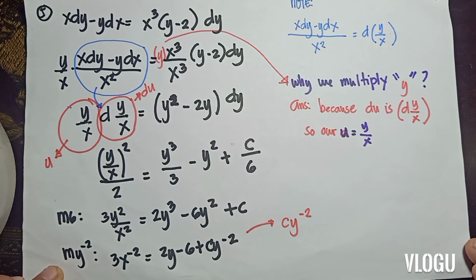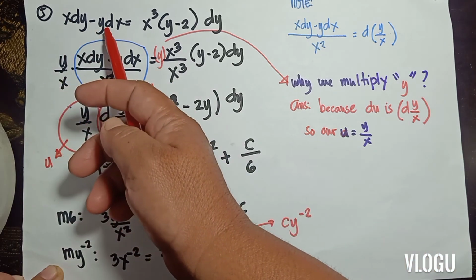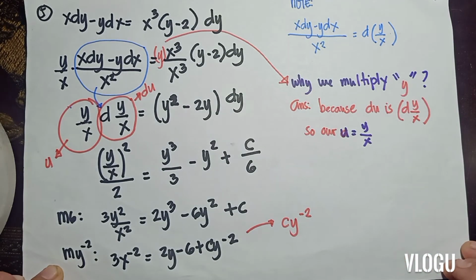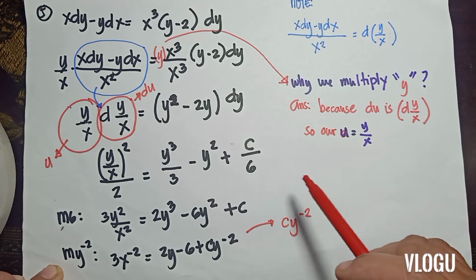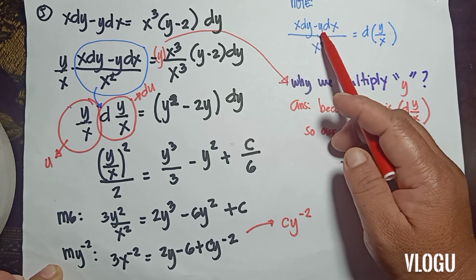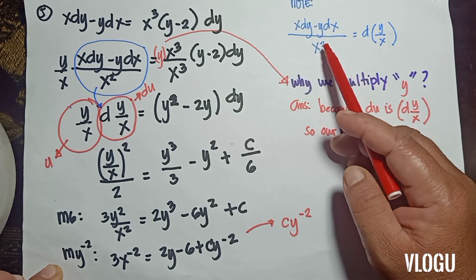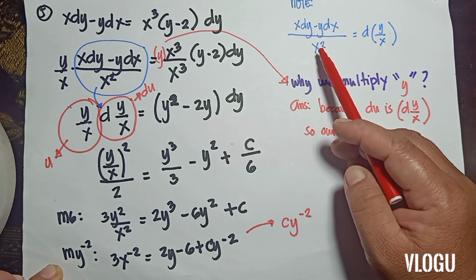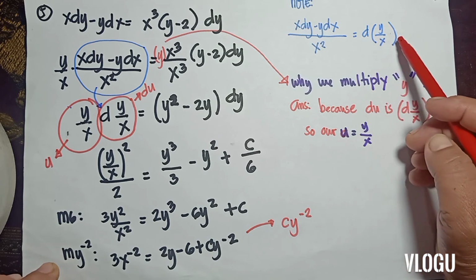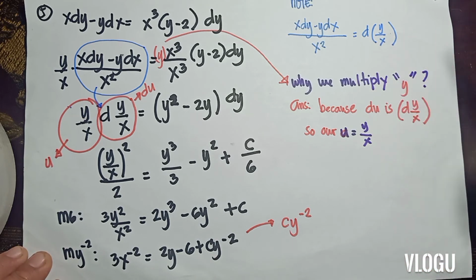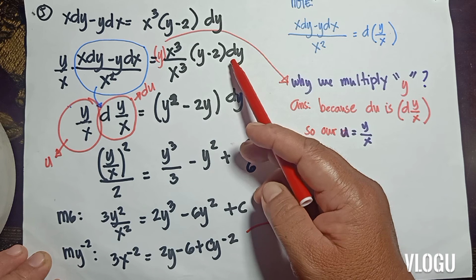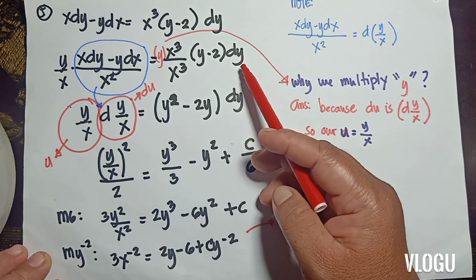So the next example, we have x dy minus y dx equal to x cubed y minus 2 dy. Okay. How to answer this one? So the form that we are going to use, that is x dy minus y dx over x squared. Okay. Over x squared. And that could be expressed as derivative of y over x. Okay, look at the right side. What is your derivative? What is your variable? This is dy. So your variable is y.